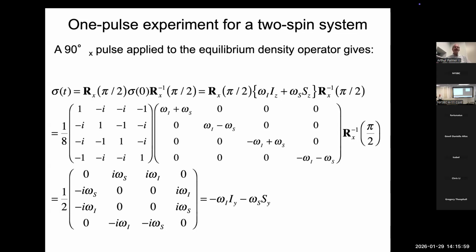But our symbols would say the next pulse on IZ rotates to minus IY. X pulse on SZ rotates to minus SY. And the omegas here are just keeping track of relative intensities. If I is hydrogen and S is nitrogen, I expect to have way more magnetization from the hydrogen.